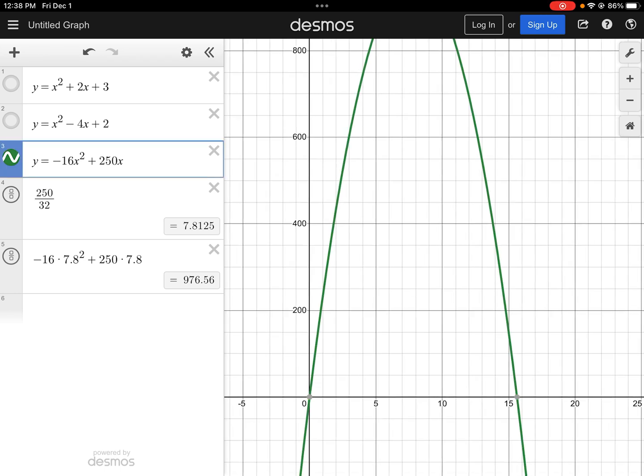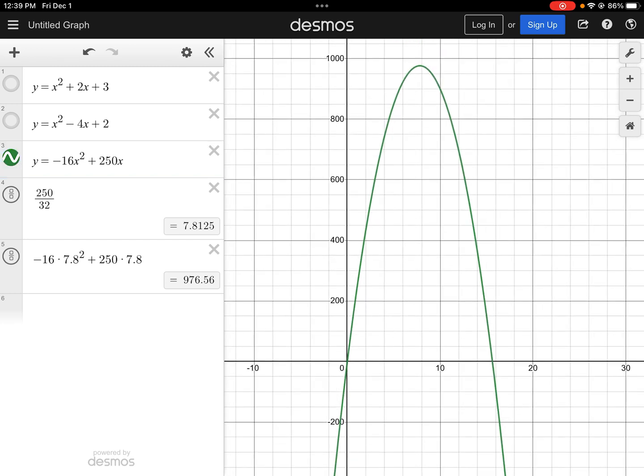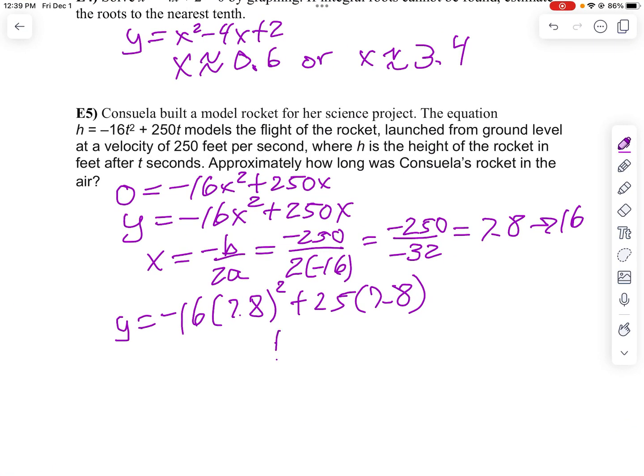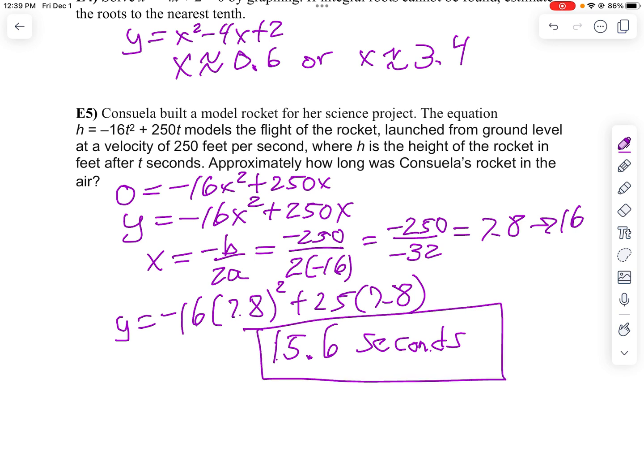Notice my x-intercepts at 0 and 15.6. So the rocket's in the air for about 15.6 seconds. And obviously we can adjust that with your finger too, or by zooming in. So we're going to say 15.6 seconds. It'll be in the air. If you put 15.6 on the test, you will not get full credit. You must put the units on there. It'd be nice if we put a complete sentence, but at least put the minimum of 15.6 seconds.